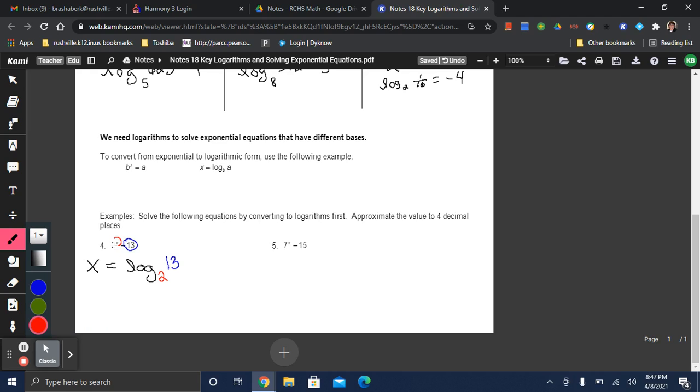There's your exponent. Your exponent I have in this color. And then, didn't change colors for me, your base is the 2.